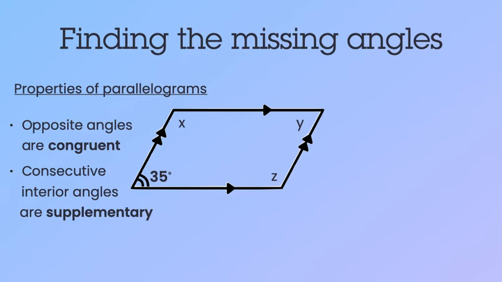Let's start with the first one. Opposite angles are congruent. So if I look at my 35 and my y, I know they're congruent, so 35 degrees must equal y.